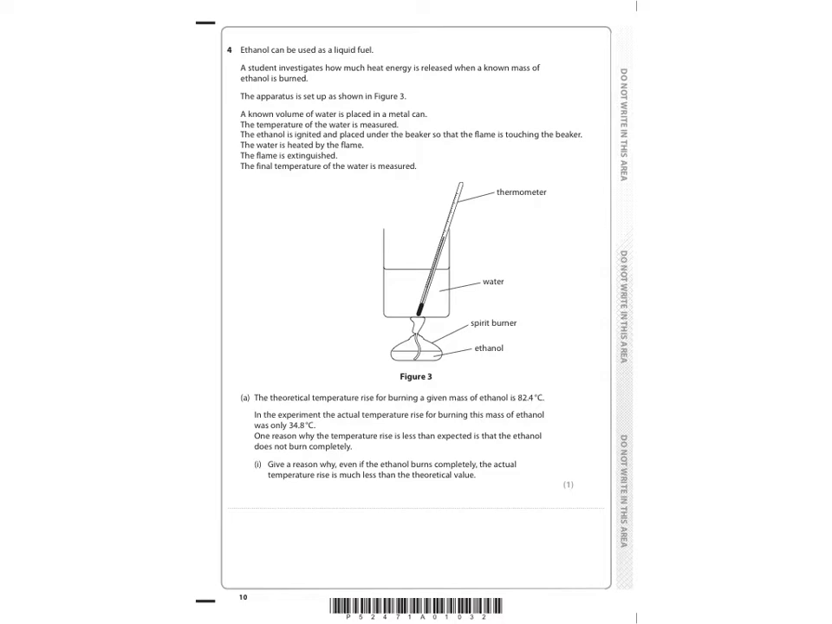It says the theoretical temperature rise for burning a given mass of ethanol is 82.4 degrees C. In the experiment, the actual temperature rise for burning this mass of ethanol was only 34.8 degrees C. One reason why the temperature rise is less than expected is that the ethanol does not burn completely. Give a reason why, even if the ethanol burns completely, the actual temperature rise is much less than the theoretical value. This core practical, and I emphasised this with my group when we did it, they love to ask you evaluation type questions because it's not a very good practical. You don't get a value near the theoretical value of the energy in the fuel, and that is because of heat loss.